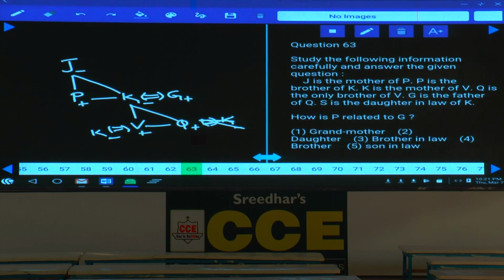Then question number 63. How is P related to Z? G is wife, wife's brother, that means spouse's brother. Spouse's brother is brother-in-law, that is choice 3. Done with this? Brother-in-law, choice 3 is the answer.